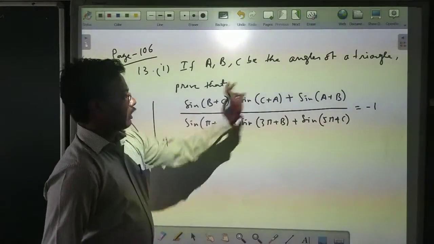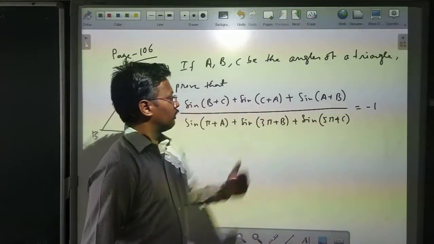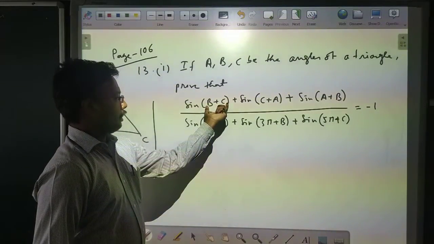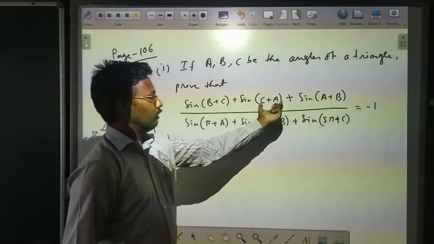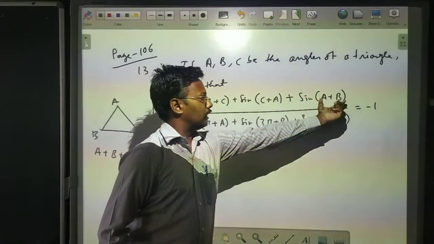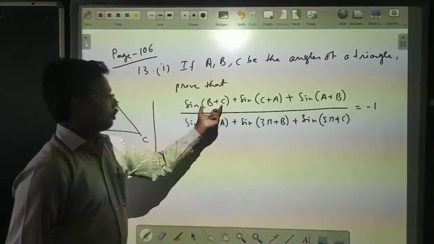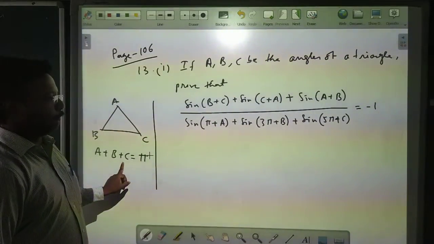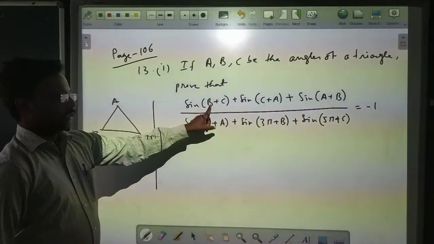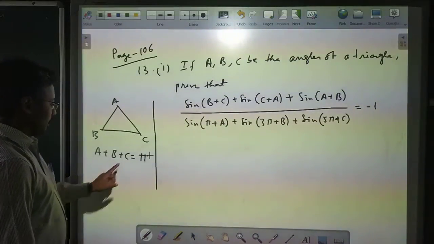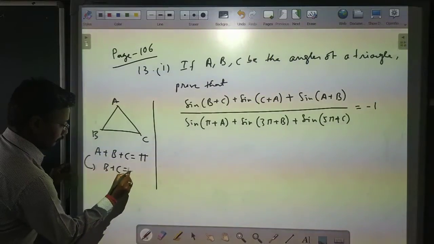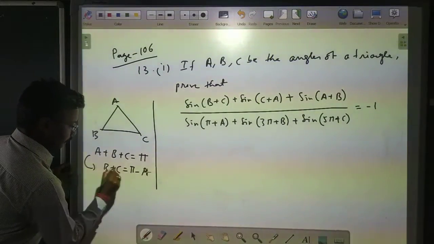If you look at the numerator, there are 3 terms given, and in each term there is a binomial. That is b plus c. Out here we are getting c plus a, and then a plus b. So these angles can be reduced with the help of this formula. So easily we can get b plus c from here. If you want to find b plus c, we get pi minus a.